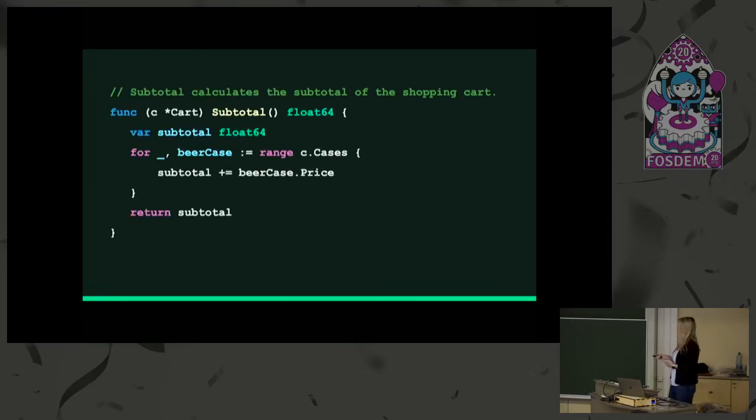We're going to do some really intense math here to calculate the subtotal. We'll iterate through each case in the cart, adding the price to the subtotal, and then return that value. So it fails with an expected value of 40 and passes with the corrected value of $39.98.